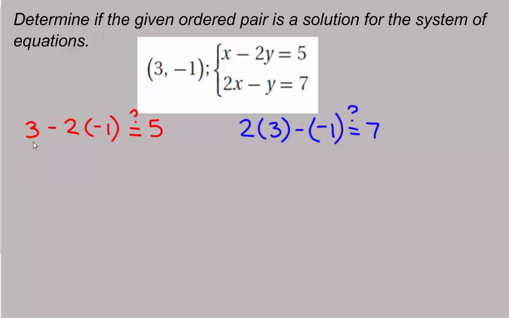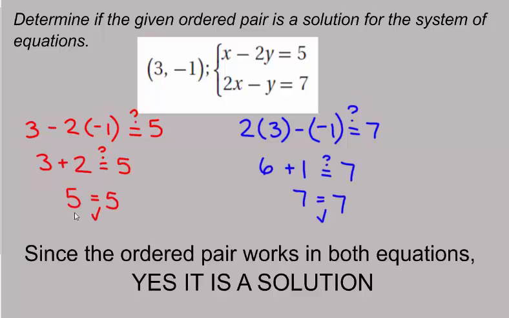So you can see I plugged 3 in for x, -1 in for y into the top equation. That's my red equation here. And I plugged 3 in for x and -1 in for y in the bottom equation, which is represented by the blue ink. Now I just need to go through and solve and find out, does the left side and the right side equal in both equations? As I work through this, with the red equation, I find out that 5 does equal 5, so that checks out. And with the blue equation, I find out that 7 does equal 7, so that one checks out as well. So since that ordered pair worked in both of the equations, that means that it is a solution. So the solution for that ordered pair is 3, -1.